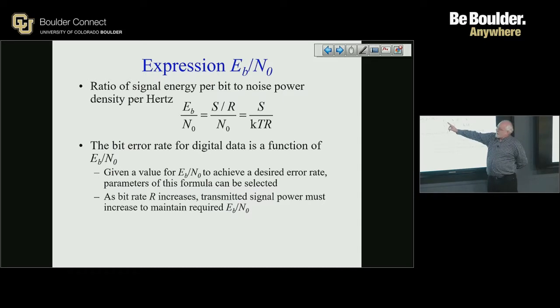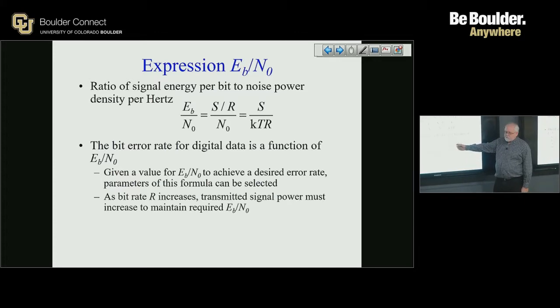Sometimes you'll see us talk about energy per symbol. If there's more than 1 bit per symbol, so if you have 2 bits per symbol or 4 bits per symbol, then you sometimes will see the ratio of energy per symbol divided by N0. But in any case, this EbNo is what's required to achieve a desired bit error rate at a certain data rate.